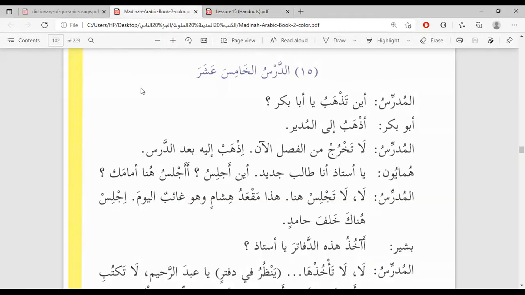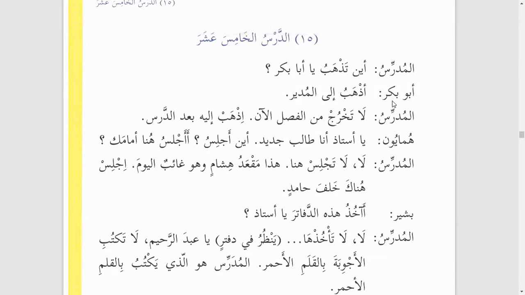All right. Okay. So you can see the lesson now, right? Yes, sir. Okay. Ad-Dars wal-Khamis Ashara, lesson number 15. So I am the teacher and Irfan is Abu Bakr, doing the role of Abu Bakr. So Al-Mudarrisu, Aina tadhabu ya Aba? What will be the ending of Abu Bakr? Bakrin, right? Yes, it is mudaf alayh. So why is it Aba? Why not Abu? Because of ya, sir. After ya, if we have mudaf, then it has to be mansoob. Ya, mudaf always mansoob, sir.